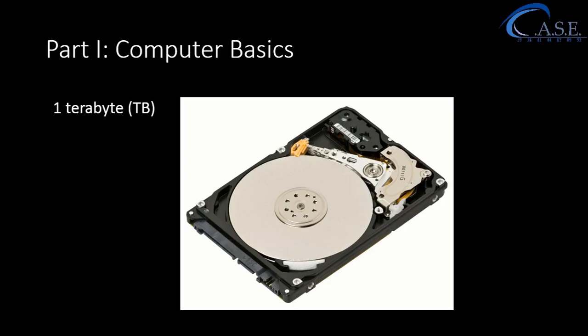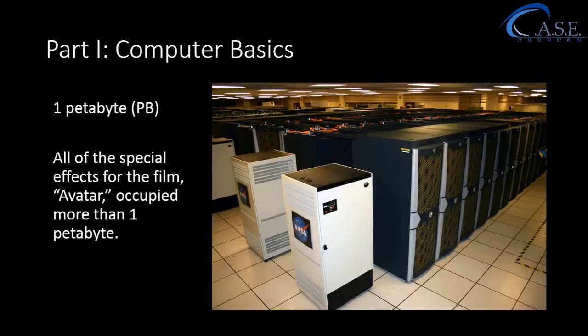Now, when we start talking about terabytes, when you buy a new computer nowadays, there is a chance that it might come with a 1 terabyte hard drive. Once again, just multiply by 1,000, so we're now talking about 1,000 gigabytes, or 1 trillion bytes. And then we can multiply by 1,000 again, and we have the petabyte.